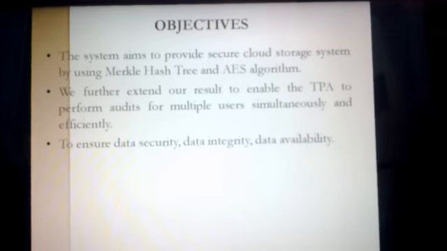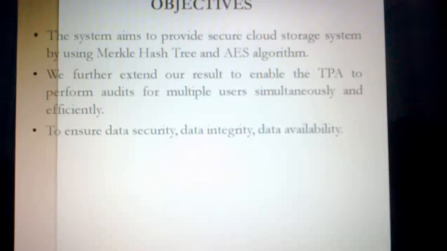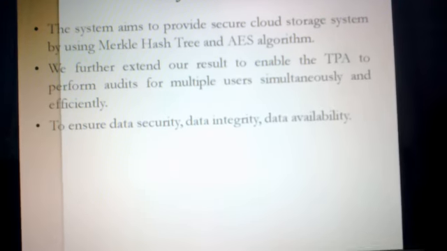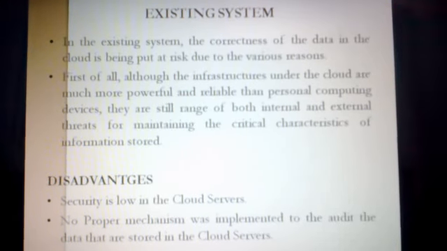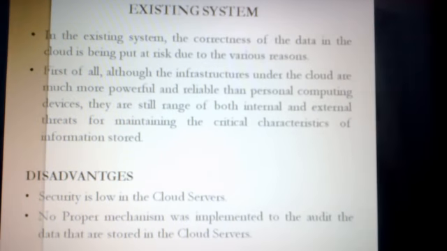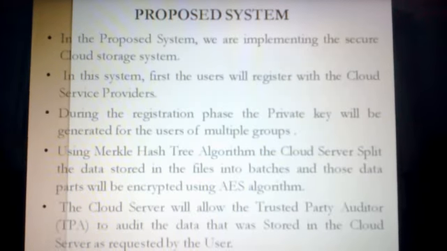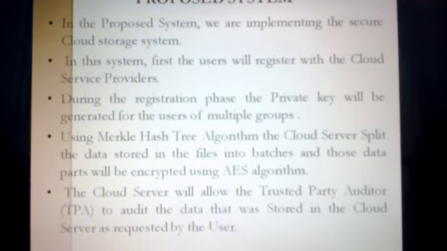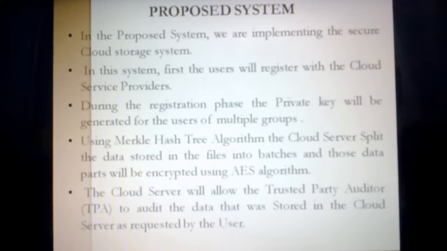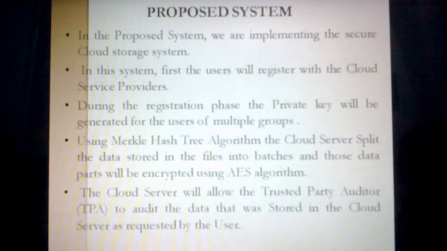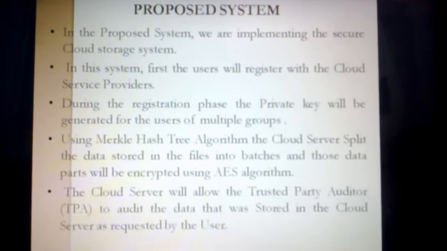The main objective is to provide security using MHT and AES algorithm, and we provide TPA to ensure data security, integrity and availability. The main disadvantages in the existing system are that security is very low and there is no proper mechanism for auditing the files. In the proposed system, we are implementing the secure cloud storage system. First, the user will register with the cloud service provider, and then the file will be divided using MHT and AES algorithm and encrypted, and the TPA will be auditing the files.